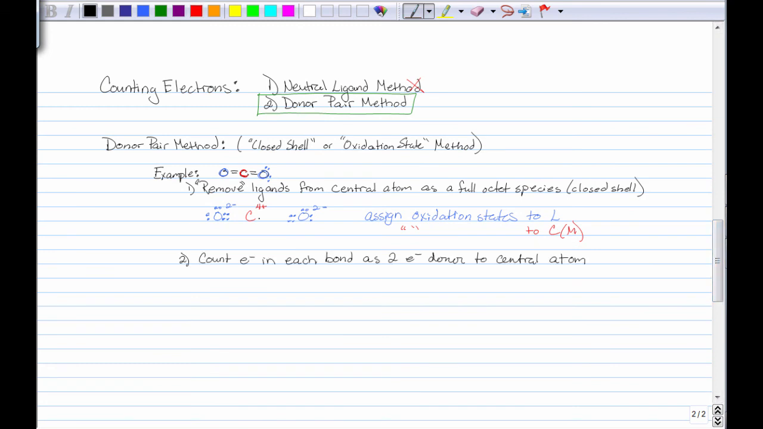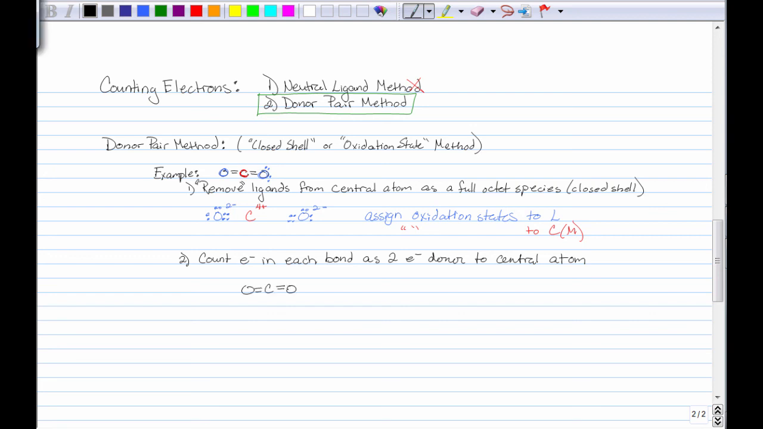So if I know the oxidation state of the central atom, I know how many electrons it already has. And in this case, it doesn't have any. And I now need to basically figure out how many electrons each of the ligands is contributing. So I count electrons in each bond as a 2-electron donor.